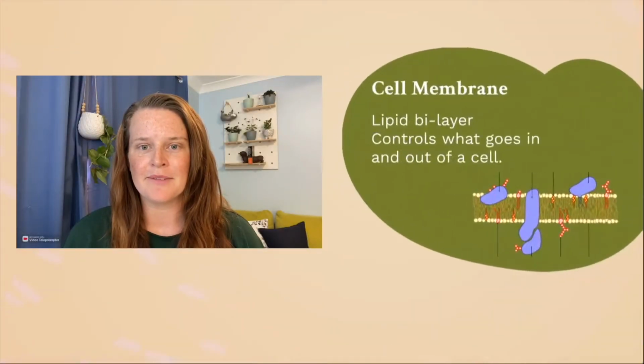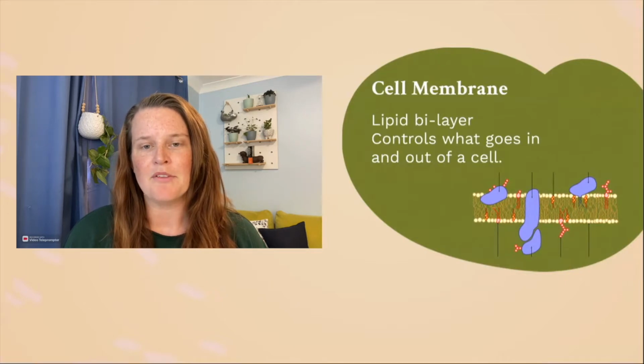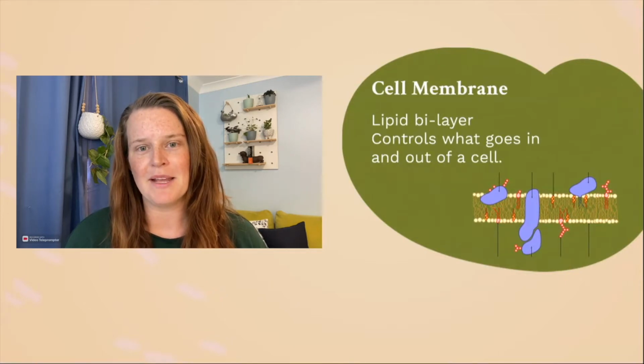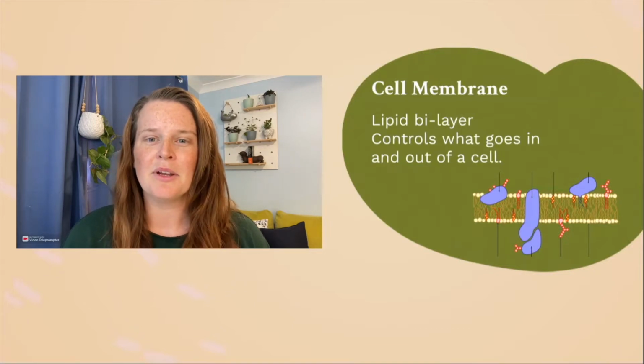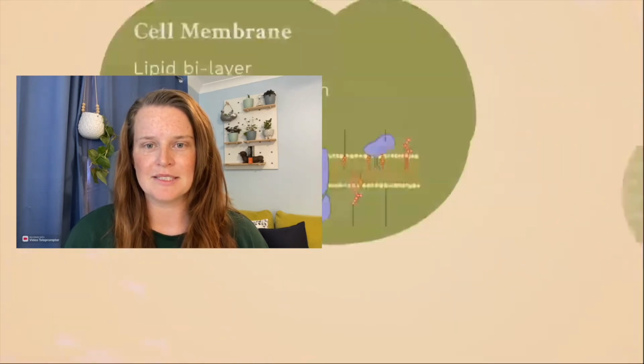The cell membrane, otherwise known as the plasma membrane, is made up of a lipid bilayer with protein embedded in it. It controls what leaves and enters the cell. We're going to explore this in more detail in one of the following clips.